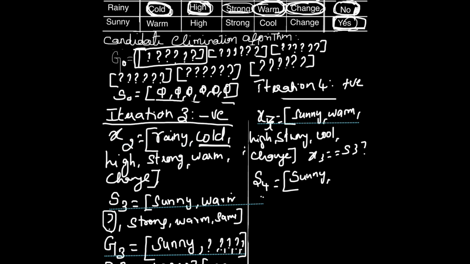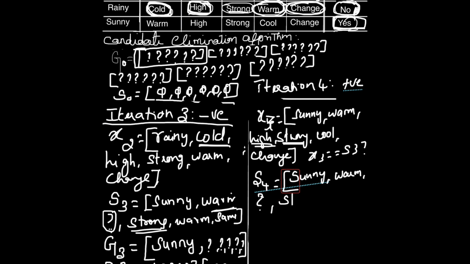In X3 we have the value warm, and in S3 the second attribute is also warm, right? The values are the same, so we'll retain it. In X3 we have high, and in S3 we have a question mark, so we have already concluded that as inconsistent data. The fourth value is strong in X3, and in S3 we have strong. Both are the same, so we'll retain the value.